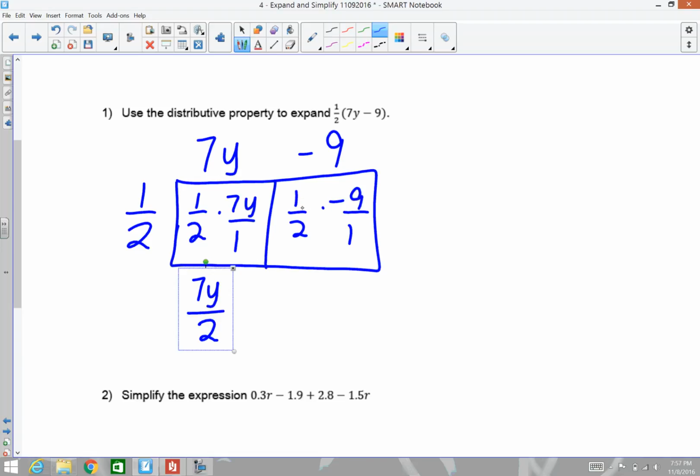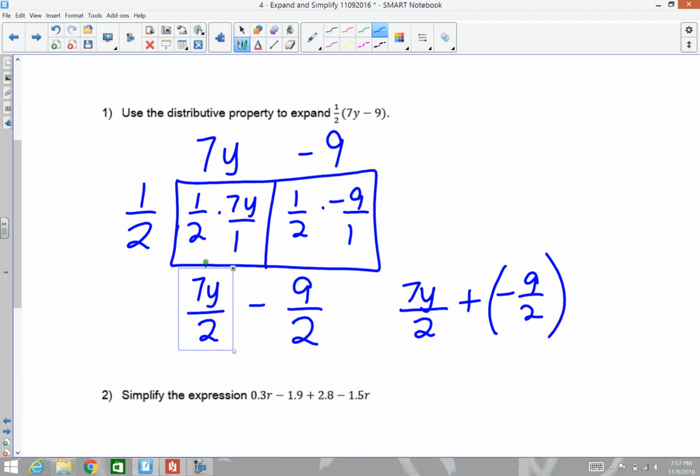And then we have 1/2 times -9, it's -9/2. Again, if you're more comfortable writing this as 7y over 2 or 7/2 y plus -9/2, these are equivalent and they are both acceptable answers.